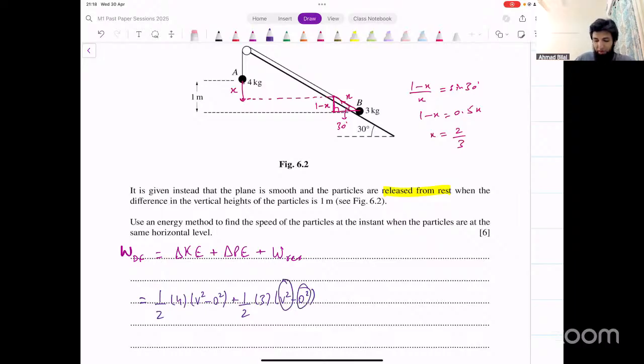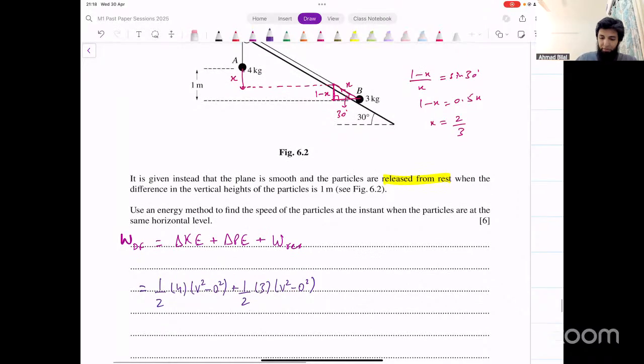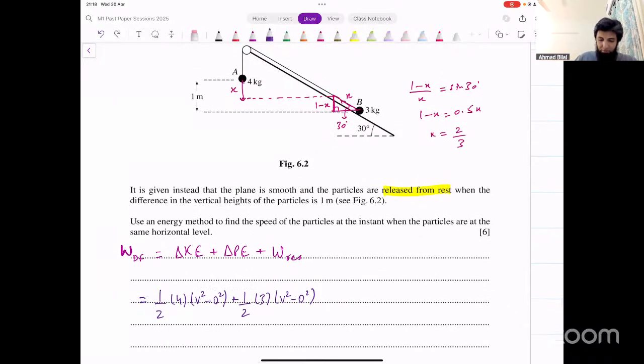Both of them are going to have the same speed when they reach the same height, because the string is taut, the particles are connected to each other. Whatever speed one particle moves at, the other particle should also move at the same speed, right? We could also consider it together by using 7 as the mass. 7 is the mass of the whole system. That will make it a bit more efficient.